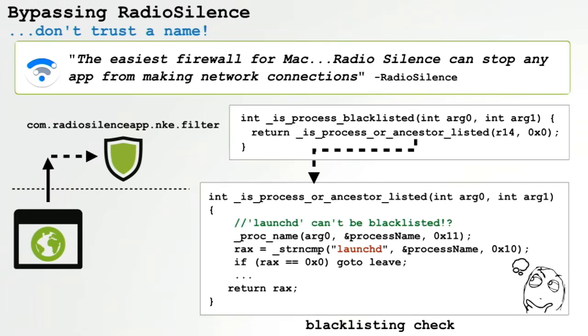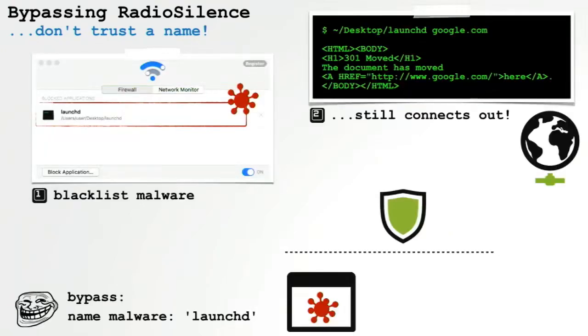So it basically takes a more blacklisting approach, expecting the user to blacklist a process. Now, if you look at the disassembly for its blacklisting logic in the kernel, we can see it's checking the name of a process. And if the process named is launchd, it cannot be blacklisted nor blocked. So to test this, we create some malware and we name it launchd. Doesn't matter where it is, just as long as its name is launchd.